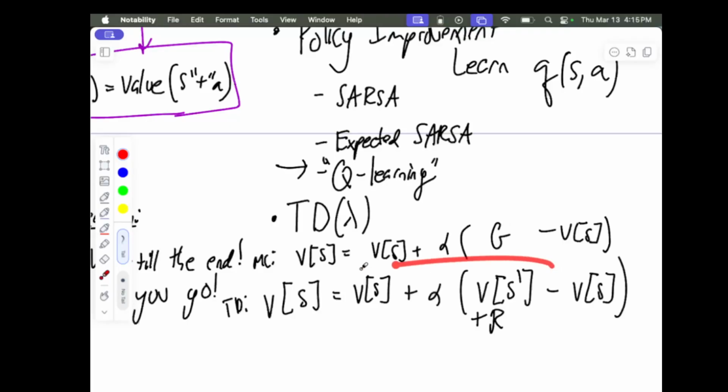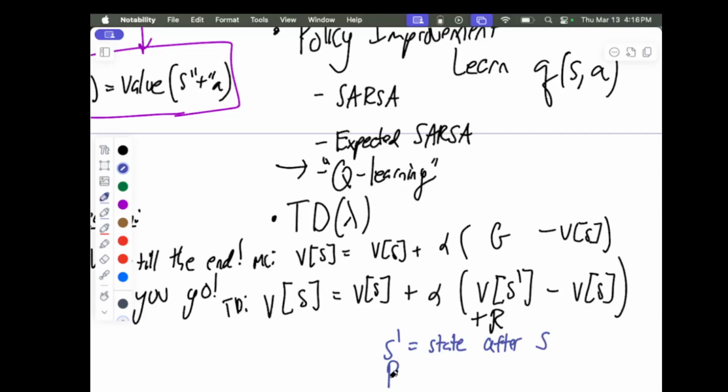On the other hand, with TD learning, which we looked at last class, you learn right away. You don't wait until the end. What you say is, look, I'm in state s now, we moved to state s prime, and we observed a reward r. We don't need to wait until the end of the episode to learn something. We can push v of s towards v of s prime plus r, where s prime equals the state after s, and r is the reward we saw from s to s prime.